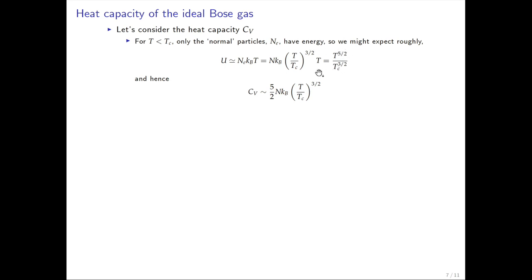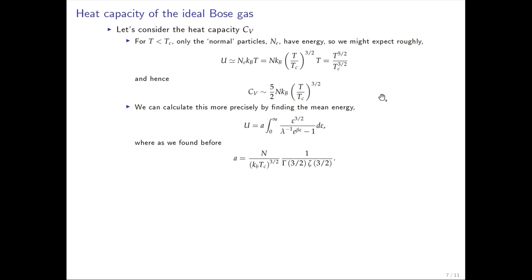Then if we take the derivative, of course, we bring down a factor of 5/2, and the numerator becomes T to the 3/2 again. So in the end, we get the heat capacity that we expect, if we just thought that it's just the normal particles contributing, and it's 5/2 in kB times (T over Tc) to the 3/2, right? And it turns out that will be a good estimate. We'll now calculate that, expecting something like this, right?